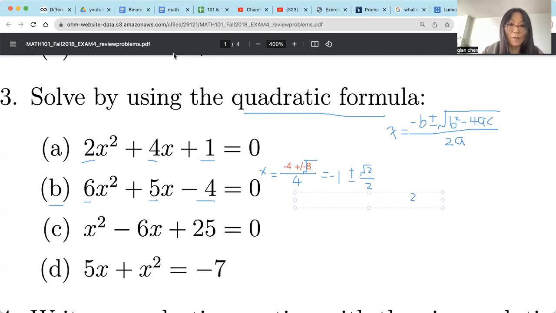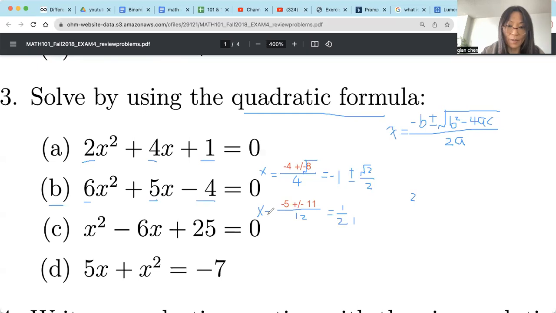So the discriminant is 11. We write x as negative b. b is 5, so negative 5 plus or minus 11, then all divided by 2a. a is 6, 2 times 6, 12. We get 2 rational solutions. If it's negative 5 plus 11, we get 6, 6 divided by 12, we get a half. And of course, this is our solution for x.